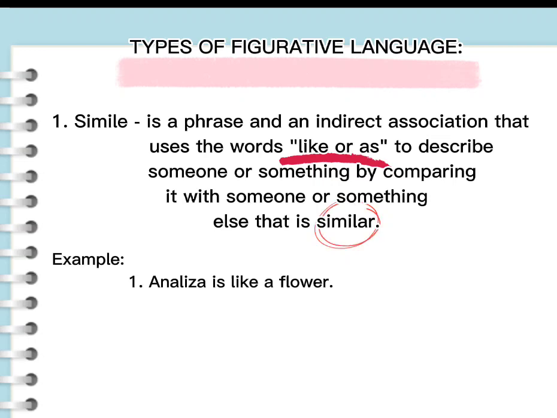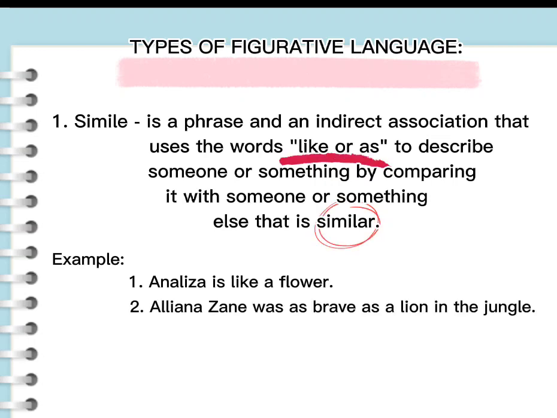Example number 1. Annalisa is like a flower. Who is like a flower? It's Annalisa. Annalisa here is compared as a flower, or her beauty is similar to a flower. Another example. Aliana Zane was as brave as a lion in the jungle. Who was as brave as a lion here? It's Aliana Zane. She was similarly compared to a brave lion in the jungle.